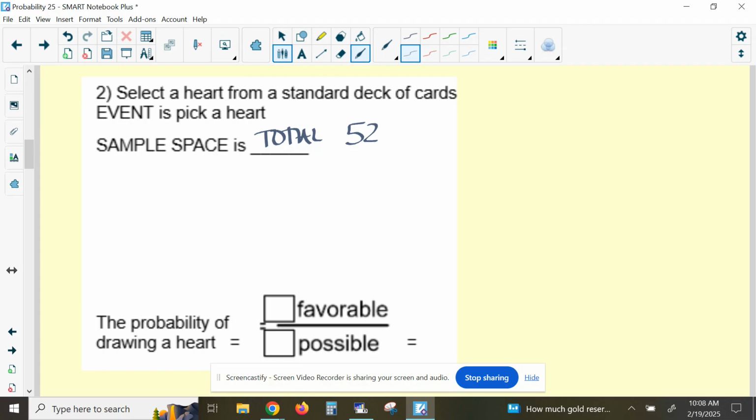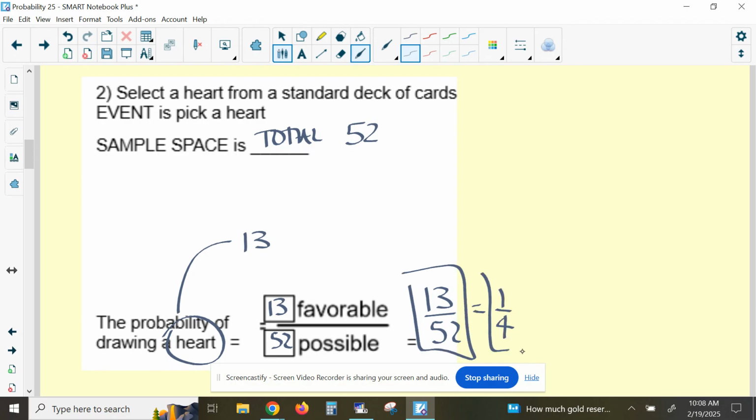So we need to know how many favorable things. So basically, how many hearts are in a deck of cards? 13 hearts. So there are 13 favorable things, cards that I would love to pick, and it would count. And the total possible was 52. So it'll be 13 over 52, which you can leave like that. You can simplify the fraction if you want. It does simplify to a nice pretty 1/4. But either answer is acceptable when you're taking a test.